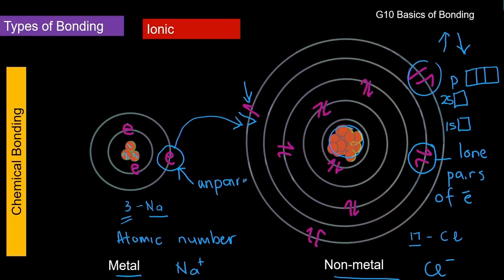And remember, the drive for these atoms is to become stable. When will they be stable? They'll be stable when they look like the electron structure of a noble gas. Remember the king, the noble gas.